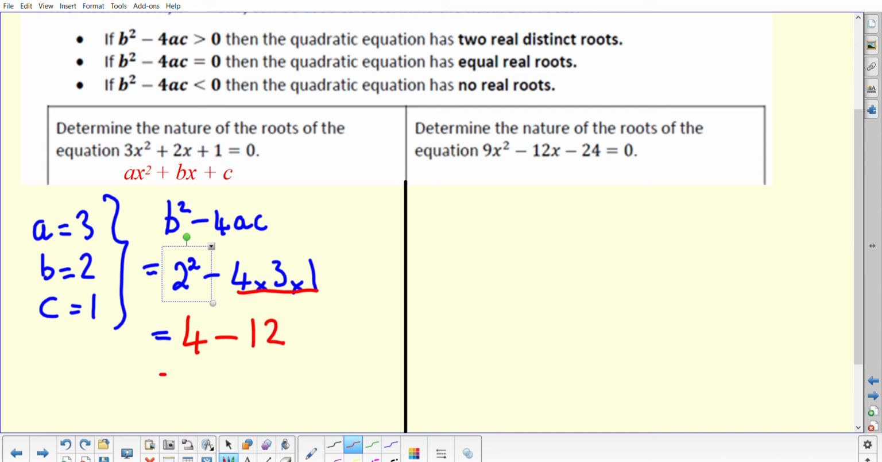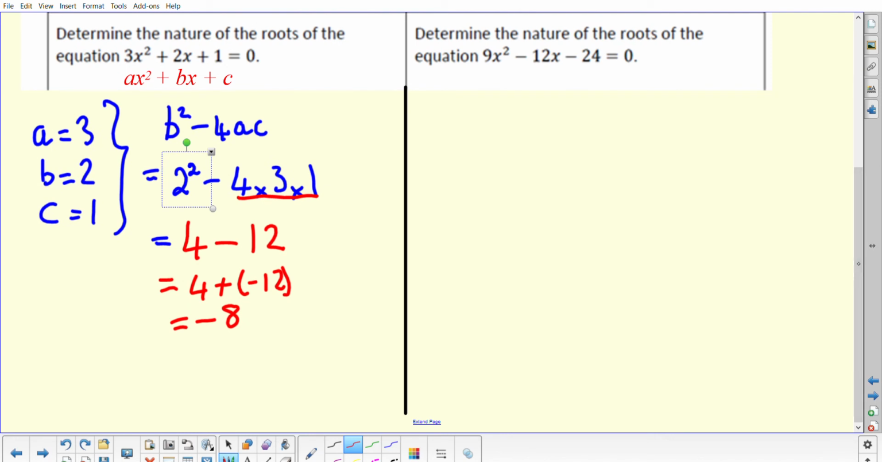Right, 4 minus 12, that's the same thing as thinking about 4 add negative 12, which is in fact negative 8. So this is a scenario where if we were to plug that into our quadratic formula, we'd get an error on the calculator. So clearly that is less than 0. So it's this next bit that's quite important. You need to communicate correctly.